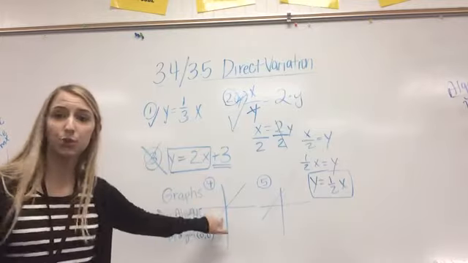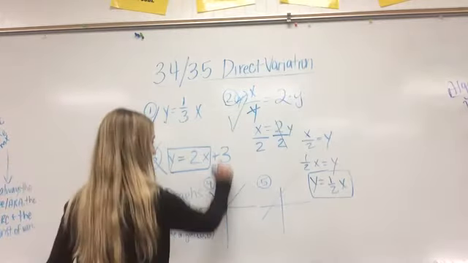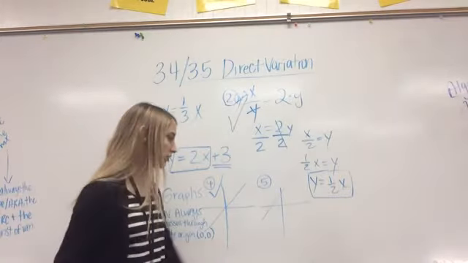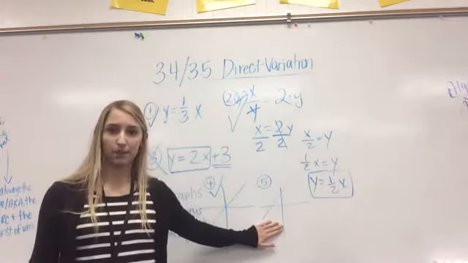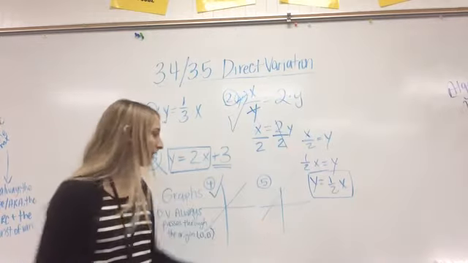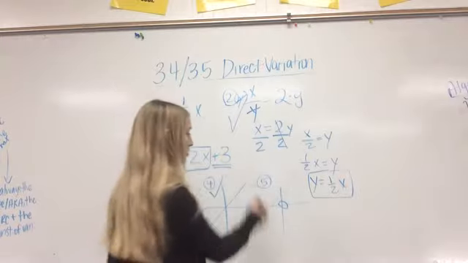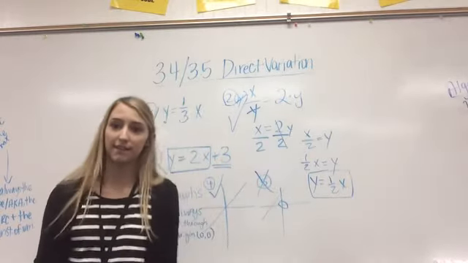Does this pass through the origin? Yes. And it's a line. That's great. So this is direct variation. What about this one? Here's the origin, and I don't see that line crossing through it. So no, this is not direct variation.